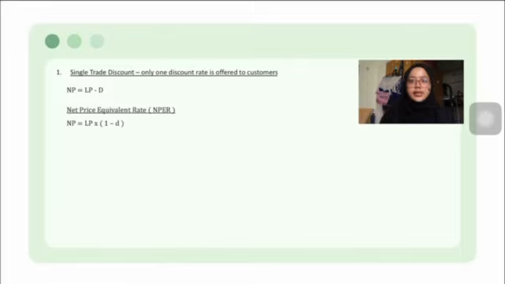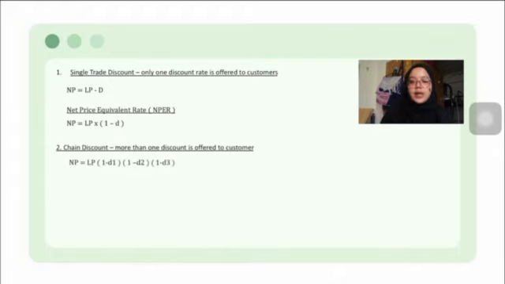Next, chain discount. Chain discount means more than one discount is offered to customers. The formula of chain discount is NP equals LP times (1 minus D1) times (1 minus D2) times (1 minus D3). Discount equals list price minus net price.